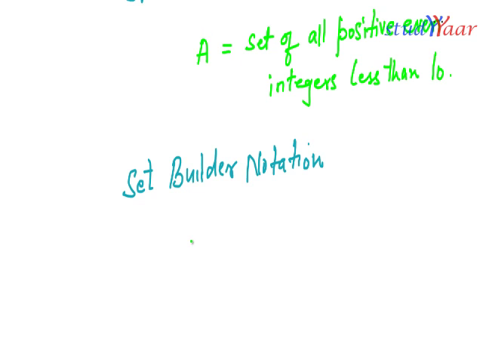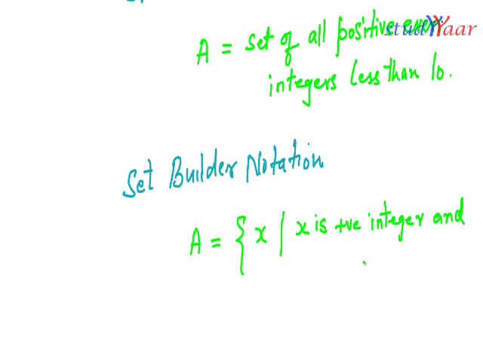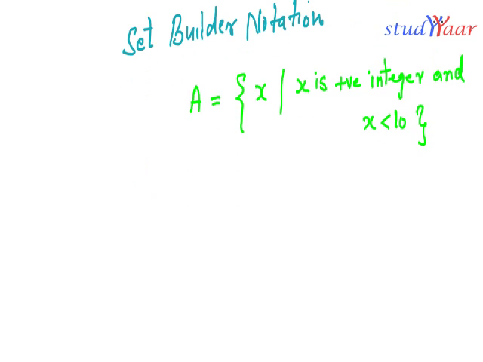You are going to say that A is equal to X, where X is a positive integer and X is less than 10. So this is another way, known as the set builder notation, where you are representing your elements in terms of X. You are saying that X is a positive integer.